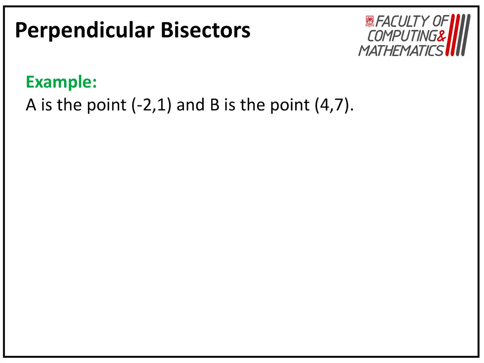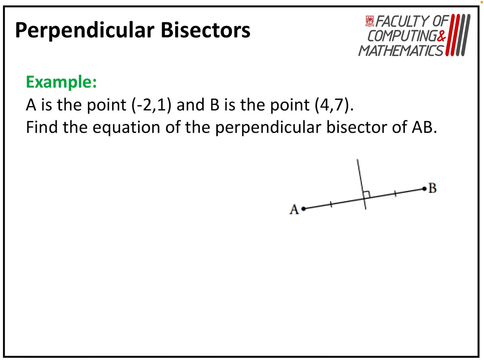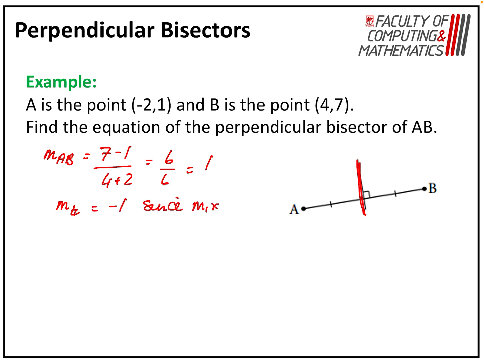So there's your diagram. What we're trying to do is find this perpendicular bisector here. So we want to find the midpoint and we want to find the gradient. We'll start off by finding the gradient of AB. So 7 minus 1 over 4 plus 2 gives me 6 over 6. Simplify it and it gives me 1, so that means that the gradient of the perpendicular line is minus 1, and I have to write in since m1 times m2 is equal to minus 1. I then want to find the midpoint of AB, because it gives me a point that lies on my perpendicular bisector.